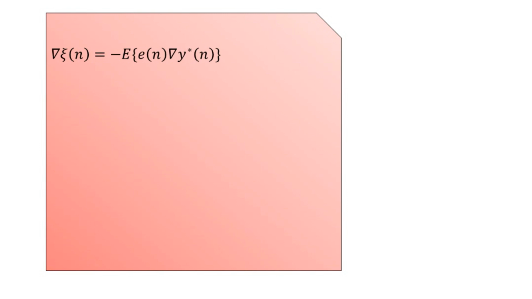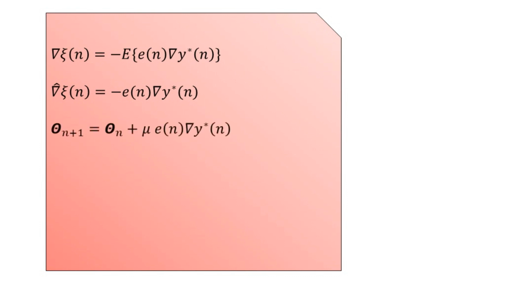So del cap of psi of n is equal to minus e of n multiplied by the gradient of the complex conjugate of y of n here. Therefore, the update equation that we have considered previously will get a modified form according to the LMS adaptive filtering structure. This will be capital theta suffix n plus 1, equal to capital theta suffix n added by mu multiplied by e of n into the gradient of the complex conjugate of y of n here.